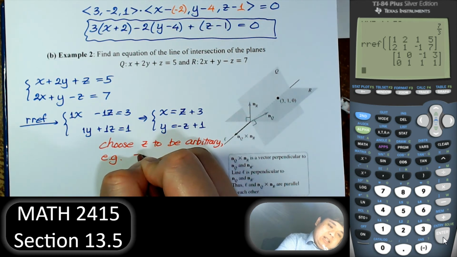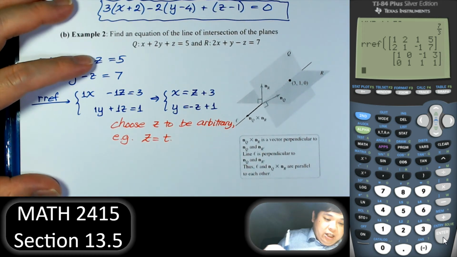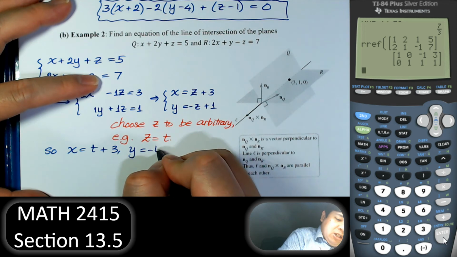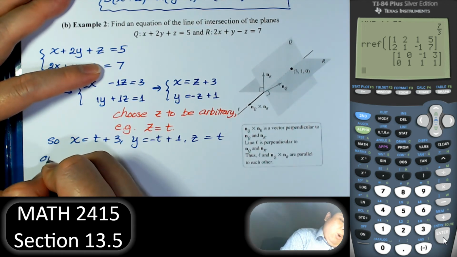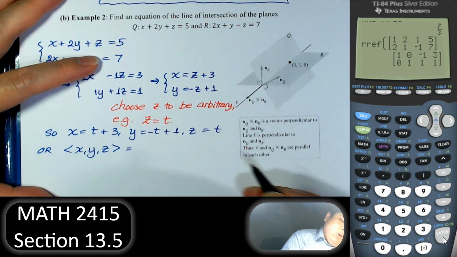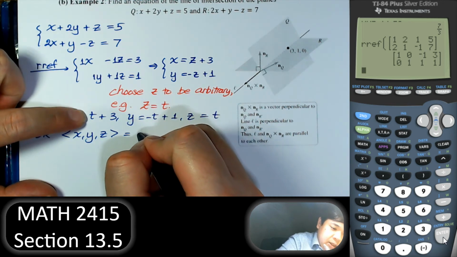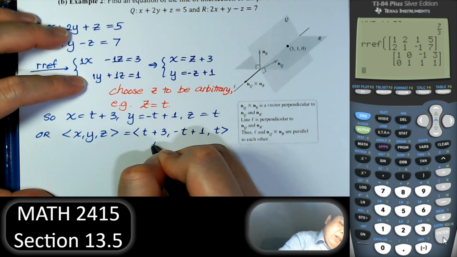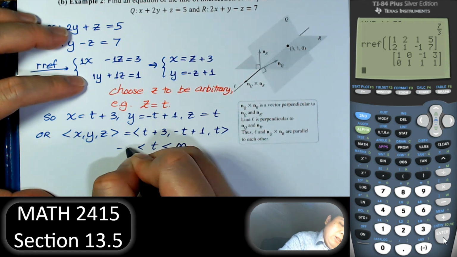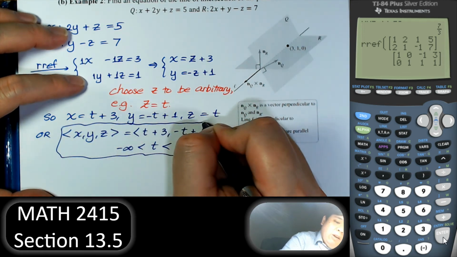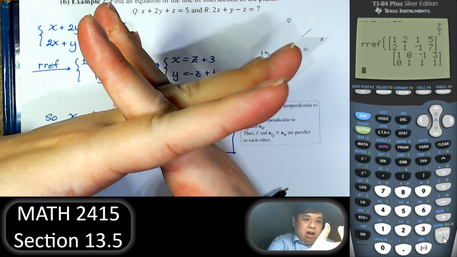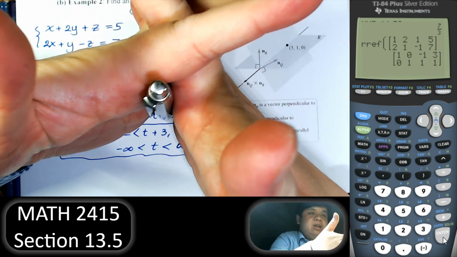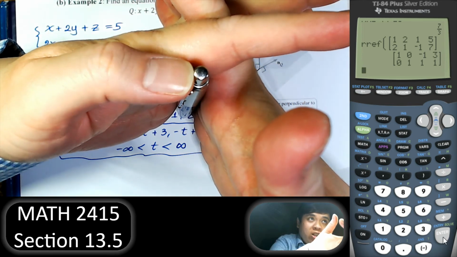For example, let z be t. So if we let z equal t, we have x equals t plus 3, y equals minus t plus 1, and z equals t. Or we can say x, y, z is equal to t plus 3, minus t plus 1, and then t. So this is the line of intersection of two planes. I have two planes, and there might be a line that goes through like this. That is the line at the intersection of the two planes.